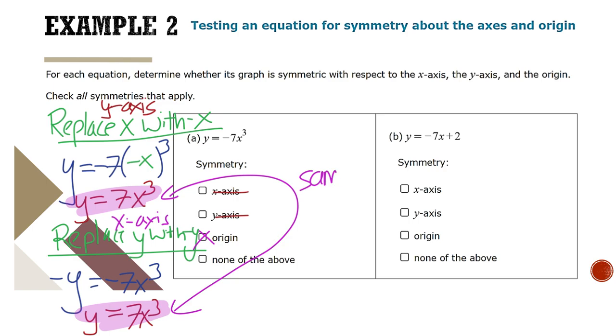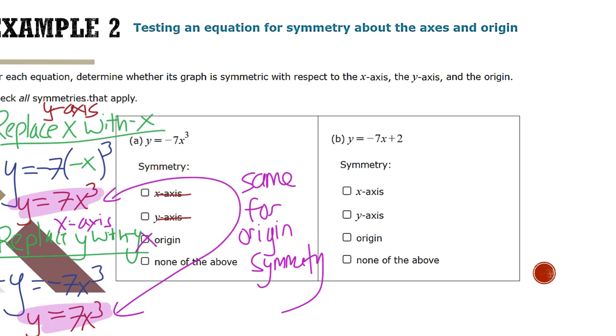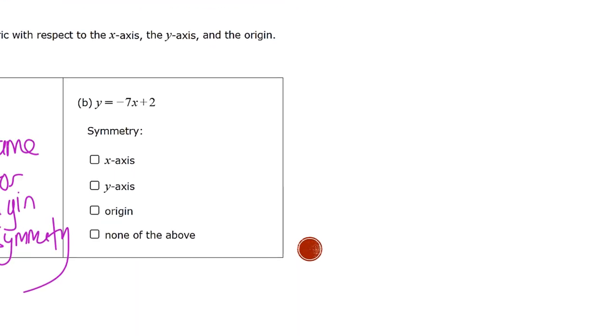These are going to be the same for that origin symmetry, or symmetry with respect to the origin. Okay, so we're going to do that same process over here. So I'm going to move it over and walk through the same thing.